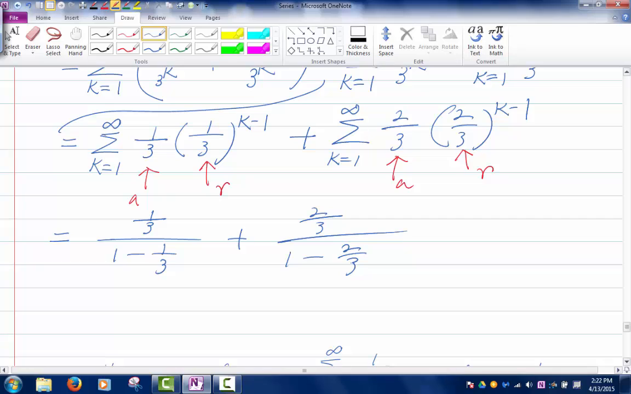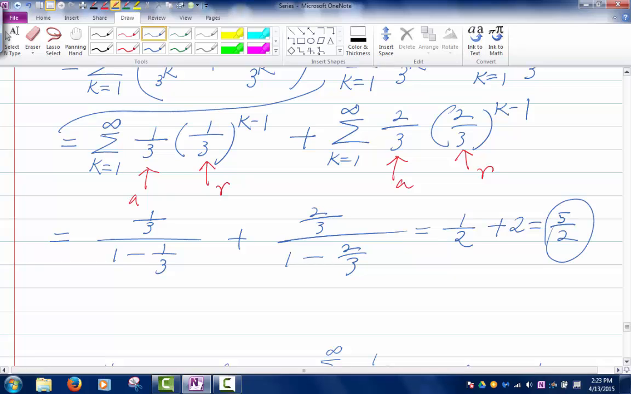Now it happens to be the case that a and r are the same in my problem, but it's not generally the case, okay? A could be much different from r. So what am I getting from the first one? Am I getting half? What am I getting from the second one? 2, isn't it? So I get 5/2. So that's the sum, 5/2.